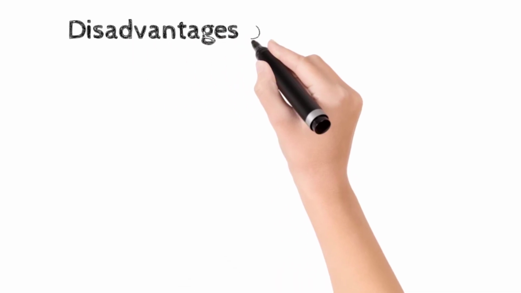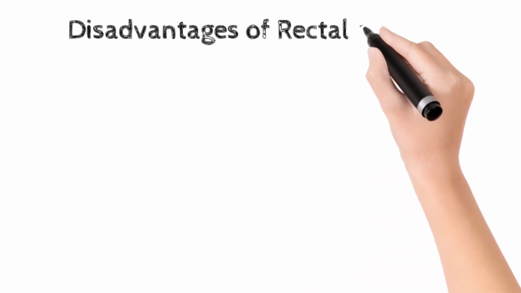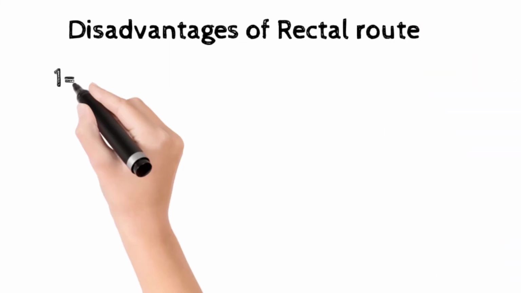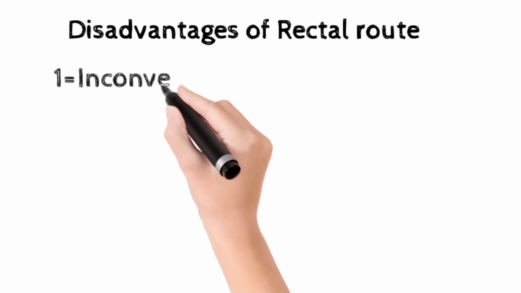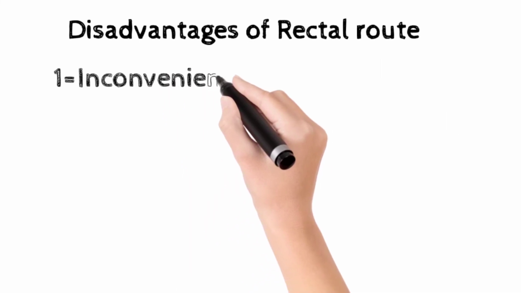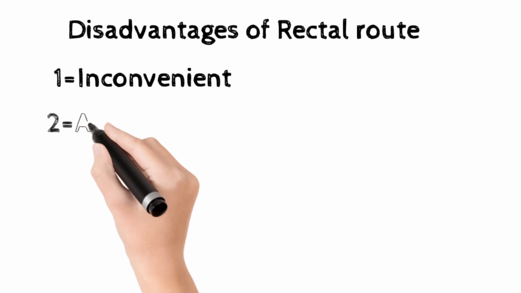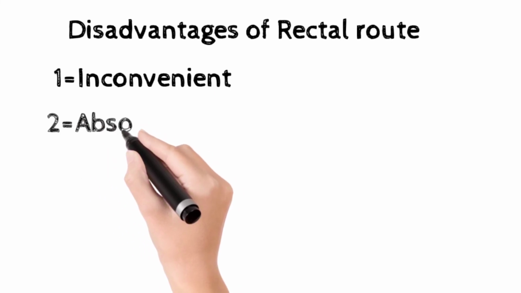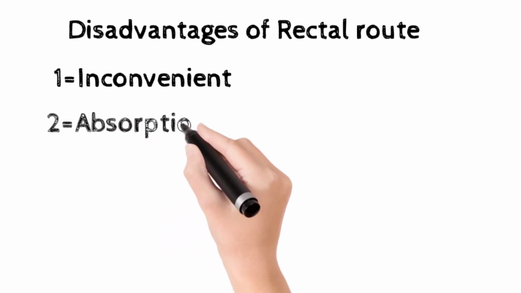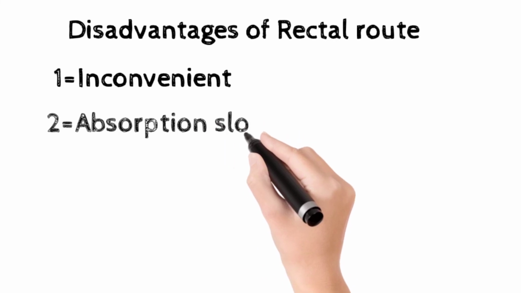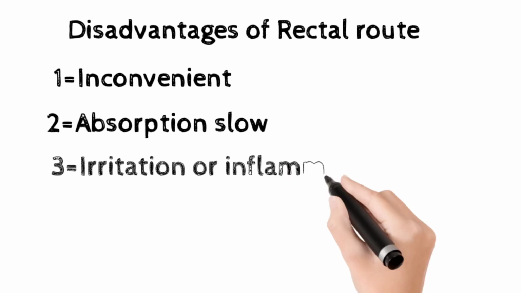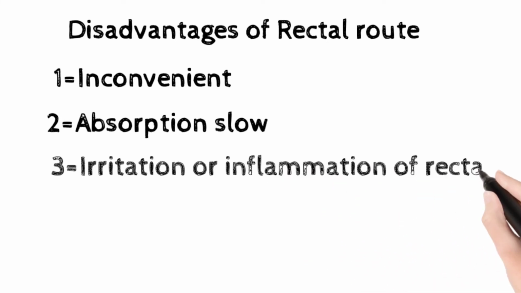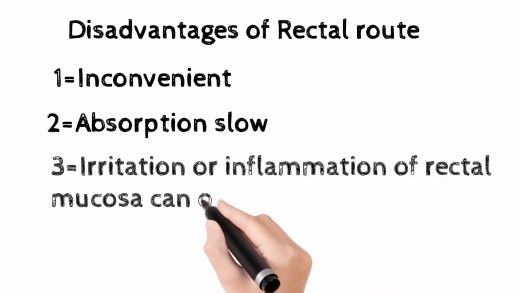Now come to the disadvantages of the rectal route. What are the disadvantages of the rectal route? Number one, it is inconvenient because it is not convenient for the patient. Also it is unethical. Second is absorption. Absorption is slow through the rectal route. The third is irritation or inflammation of the rectal mucosa.